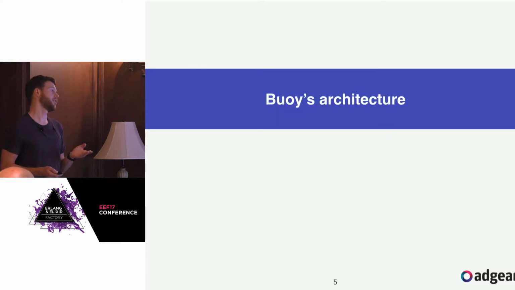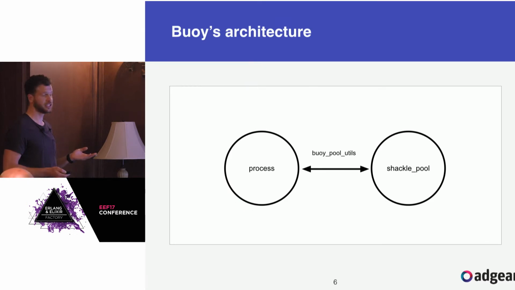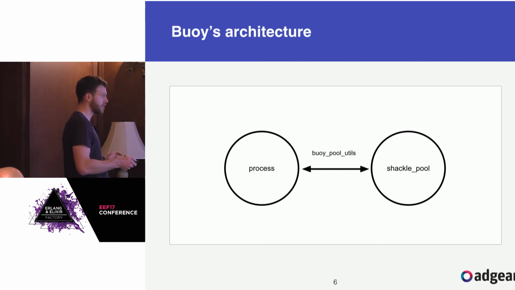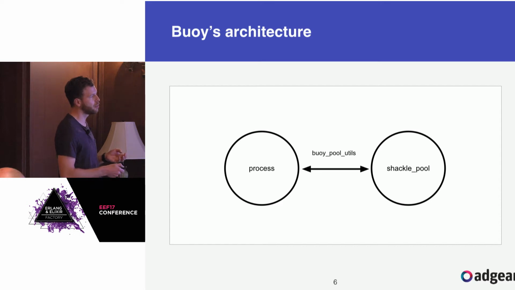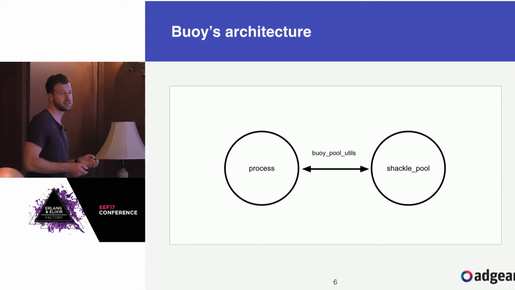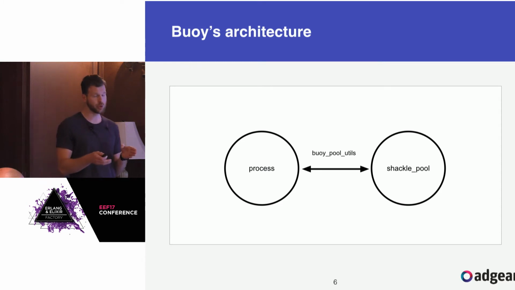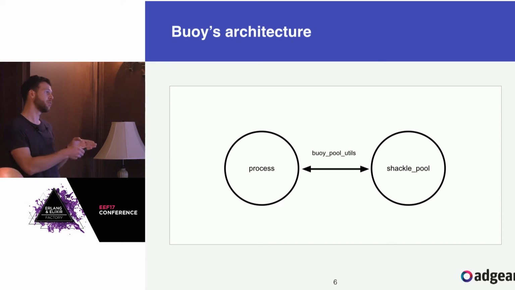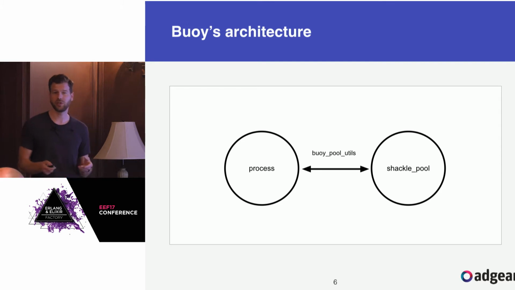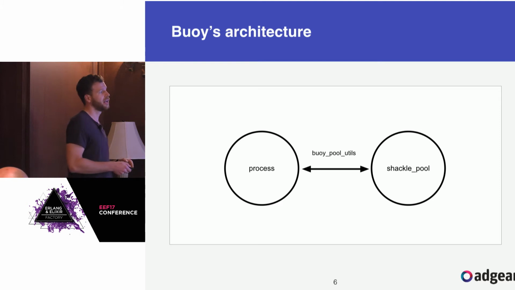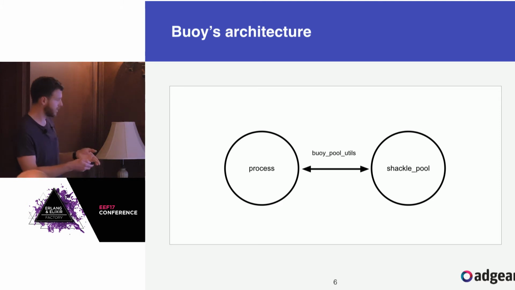So Buoy's architecture. The architecture is really simple. Basically, if you have a process that wants to do an HTTP request, it has to call a module called buoy pool utils, which will do the translation from the URL to the pool name, which is a Shackle pool. I'm going to explain after this what Shackle is. If you were here last year, I presented about the framework I've been building over the last 3 years. But let's see in a second.